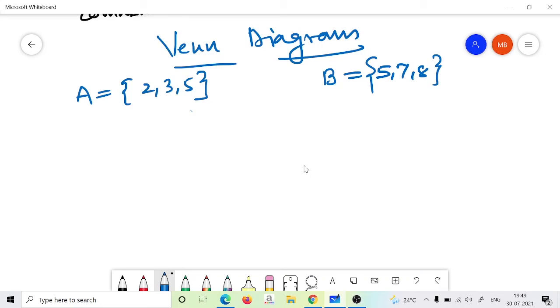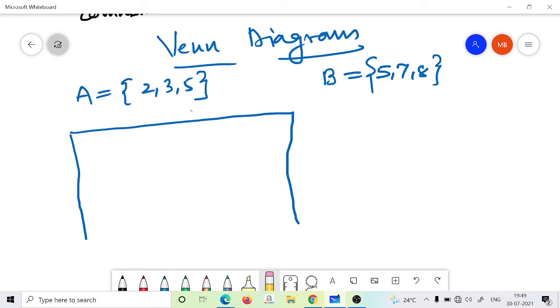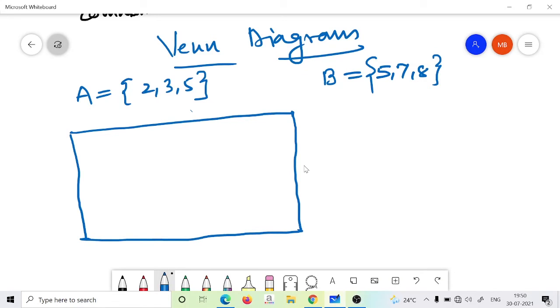So if I would try to represent this through a Venn diagram, first of all we'll make a universal set. We'll make a rectangular box, and I'll write U here. So U here means universal set. So you must be wondering, what is this universal set?